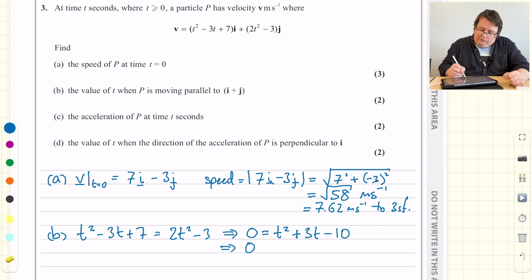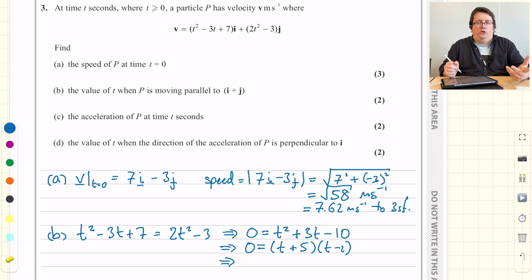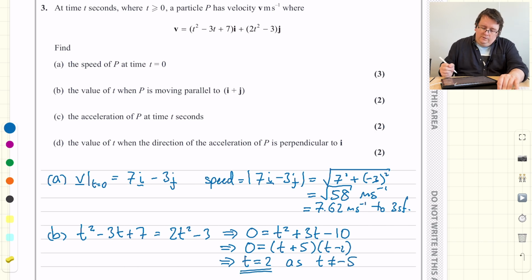That's a quadratic we can factorise. So that's (t plus 5)(t minus 2). And so that's got two solutions, either t is minus 5 or t equals 2. So t must be equal to 2, as t cannot be equal to negative 5. We can't have a negative time. So t equals 2 is our solution.